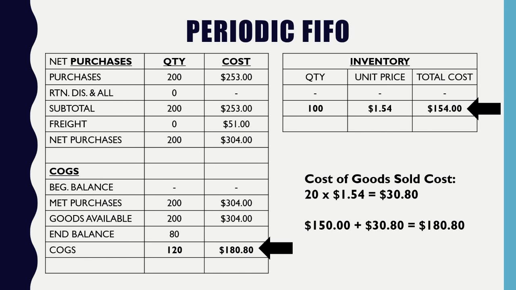So if I'm going to take 20 units, and it's going to cost me $1.54 per item, how much is it going to cost me to sell 20 items? $30.80. That's correct. I take 20, multiply it by the cost per item, and here I get a total of $30.80. I'm going to add that to my 100 batch, to get a total of 120 units, and now I get a grand total of 180.80.